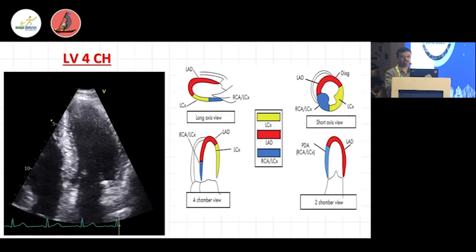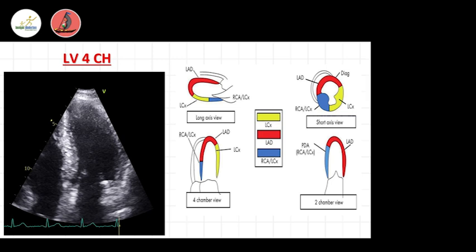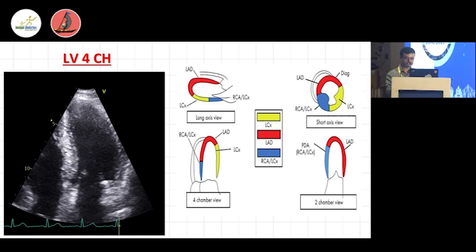The thing is that in the rest of the 15% cases, there are almost 7 to 8% cases with the PDA originating from the left circumflex, which is what we call the left dominant circulation. Sometimes it's a co-dominant circulation, where we have multiple PDAs originating from both the RCA and the LCX.